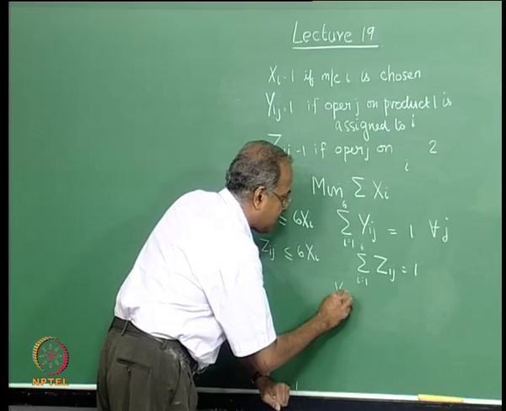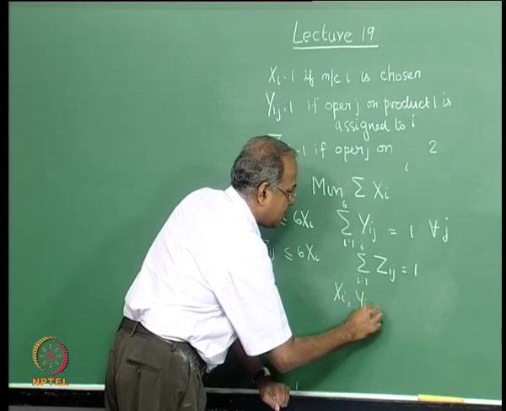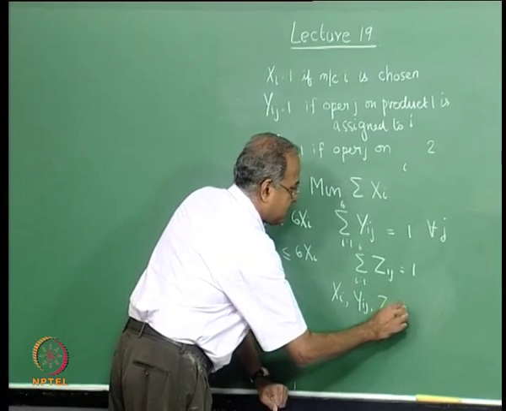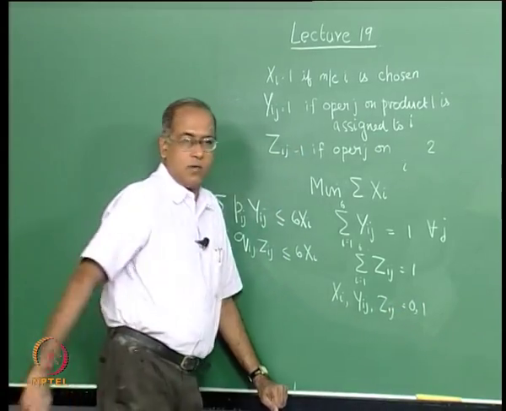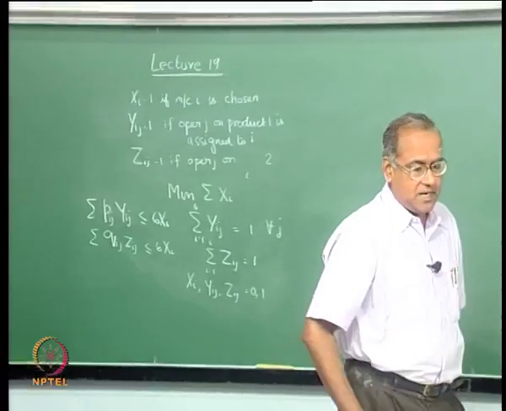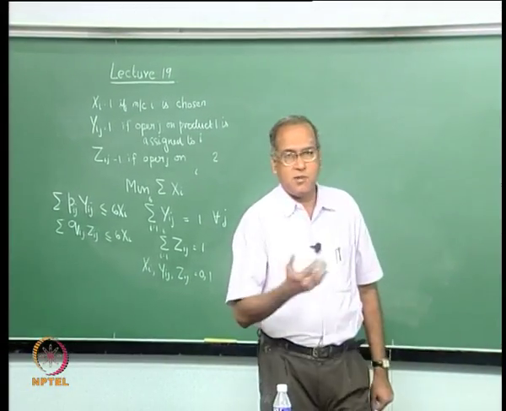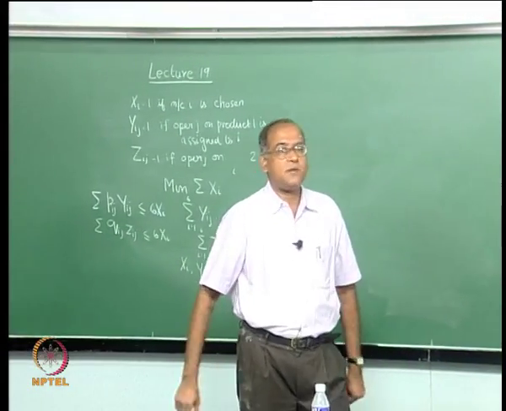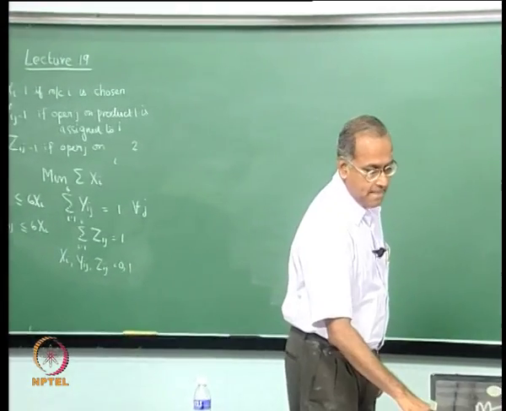Then we have xi, yij, zij equal to binary 0 1. So, this will be the formulation considering multiple products, minimizing the number of machines and subject to a cycle time restriction.